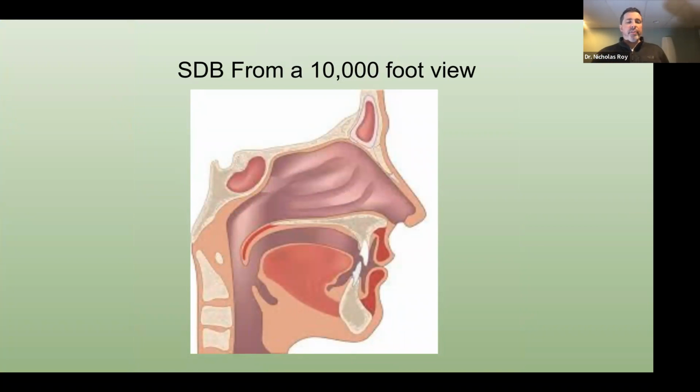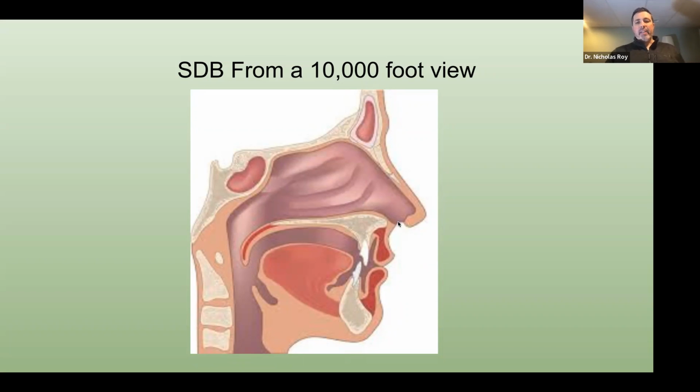In order to understand a concept, I always like to take a step back and look at things from a 10,000-foot view. SDB stands for sleep disordered breathing. You'll see that acronym quite regularly throughout this presentation. In order to understand sleep disordered breathing, we need to understand the anatomy associated with the conditions that we're looking at. So here we have a sagittal view.